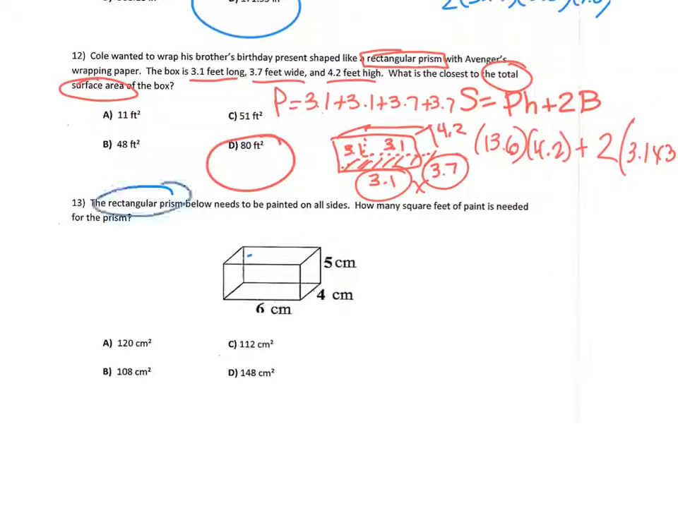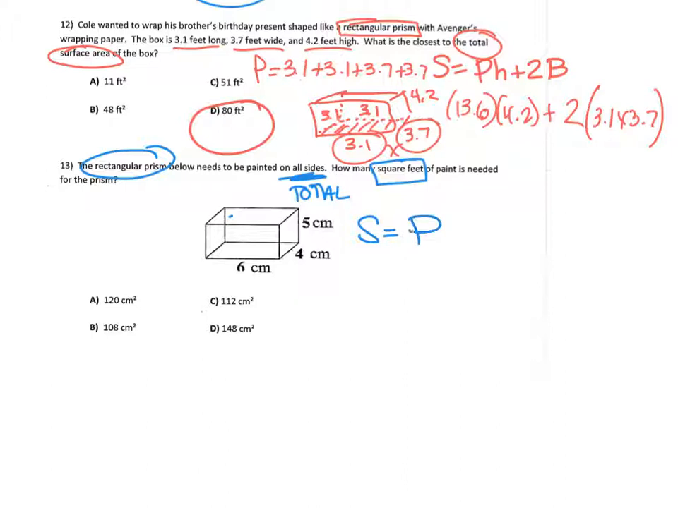Number 13. The rectangular prism below needs to be painted on all sides. How many square feet of paint is needed for the prism? All sides, that would be total. Are we looking for the prism? All sides, yes. So perimeter of your base times height plus 2 times the area of your base.